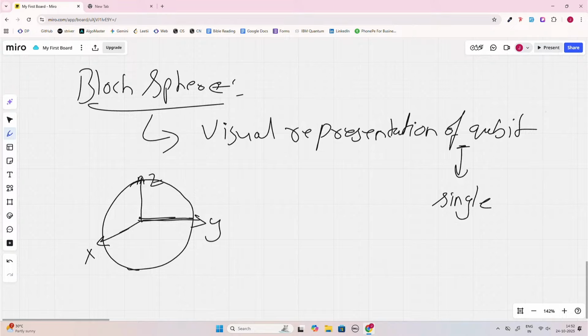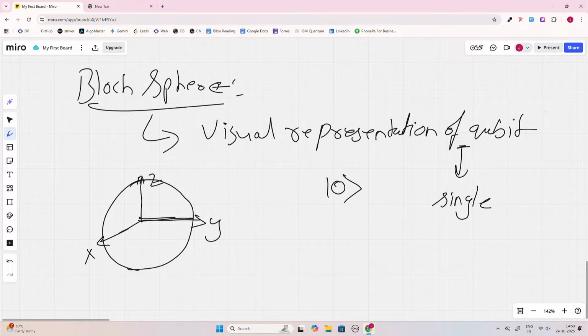And what happens is that the vertical axis is your z axis. Don't confuse it with other coordinate systems. The vertical axis is your z axis, and the horizontal one is your y axis. And the one poking out from the screen is my x axis. Okay, and the zeroth state resides on the north pole.